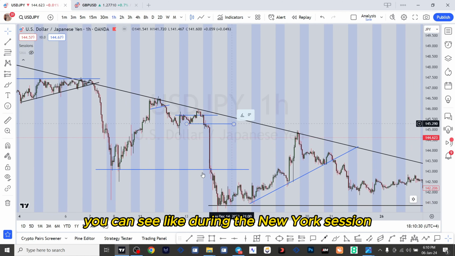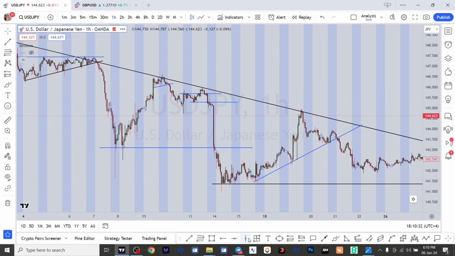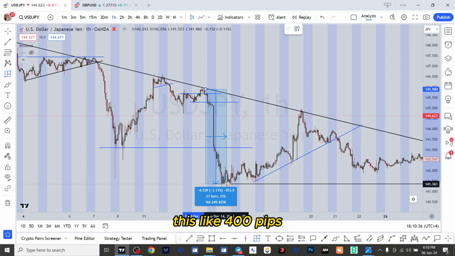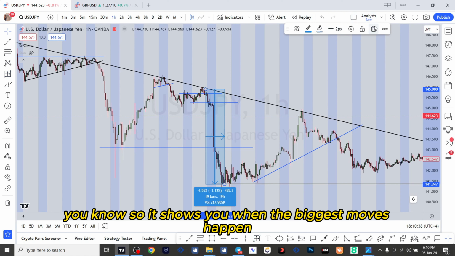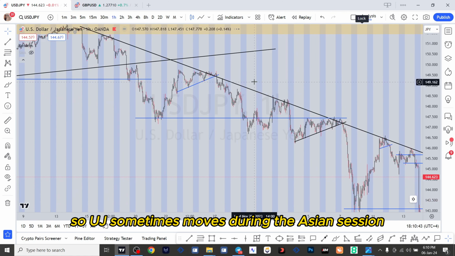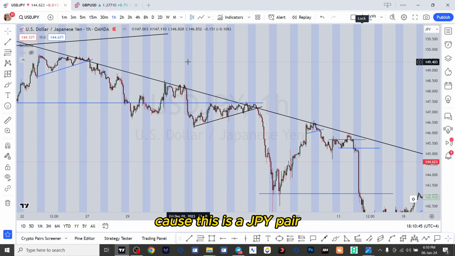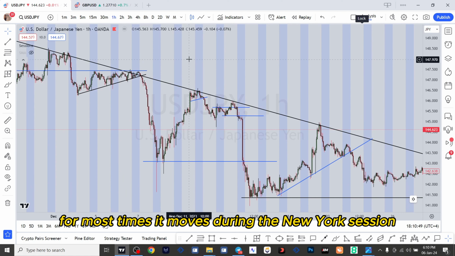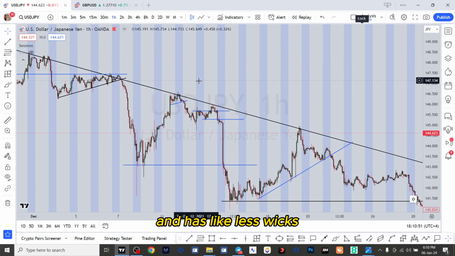So over here you can see during the New York session, this tanked so much, like 400 pips, which is crazy, you know? So it shows you when the biggest moves happen. UJ sometimes moves during the Asian session because it is a JPY pair, but most times it moves during the New York session and it has less wicks.